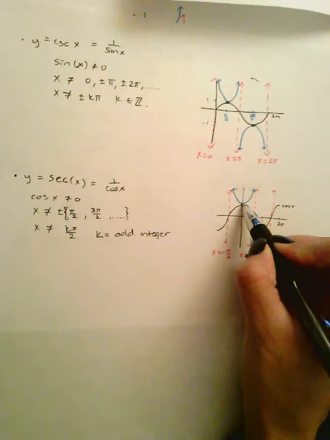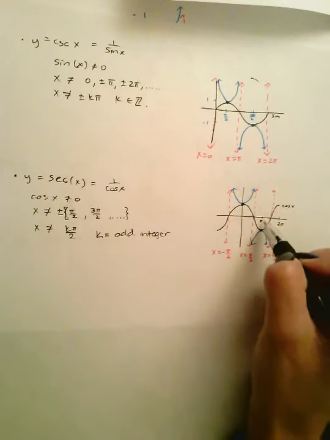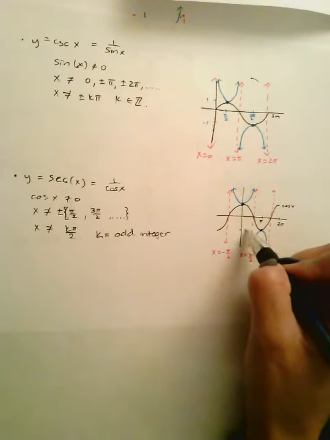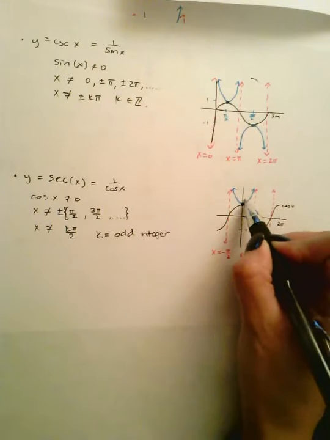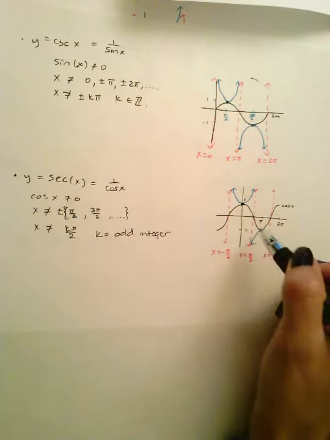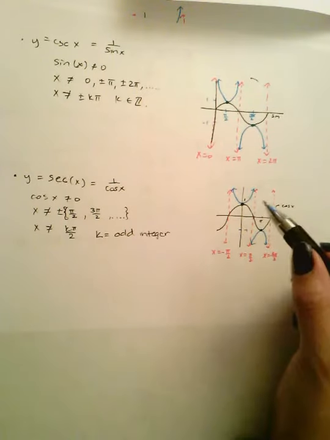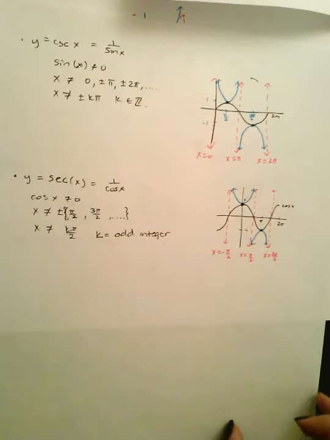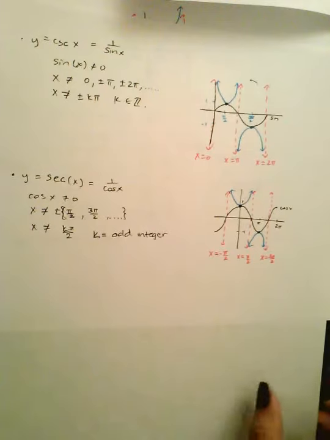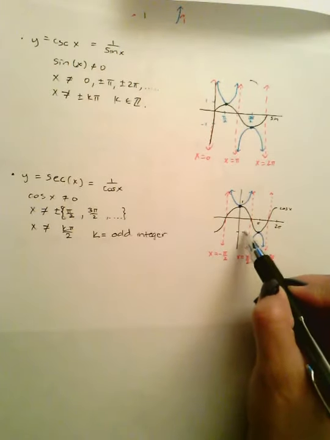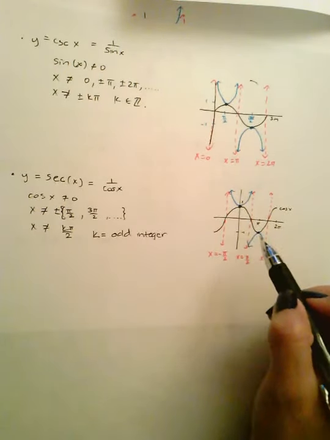So this point was 0, 1. This point was pi, negative 1. Instead of being at 0, 1, now it's going to be at 0, 2. So basically we're going to multiply all of those y values by 2. And this one, instead of being at negative 1, now it's going to be at negative 2.